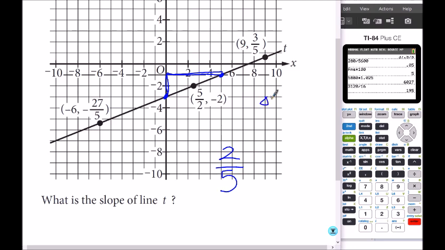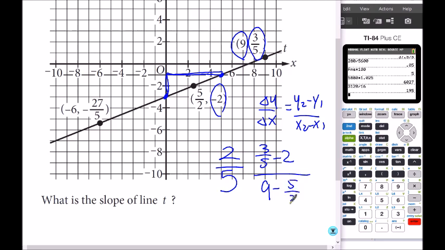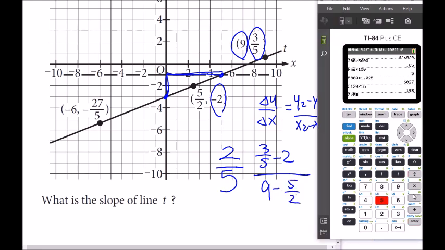So it's change in y over change in x, right? So that is y2 minus y1 over x2 minus x1. So this is y2, y1, 3 over 5 minus negative 2. And this is a calculator section, so it should not take too long to do this. 9 minus 5 over 2, right? So it's 3 over 5 minus negative 2, and divide by parentheses, 9 minus 5 over 2. Oops. Math, enter, enter. I think I made a typo.